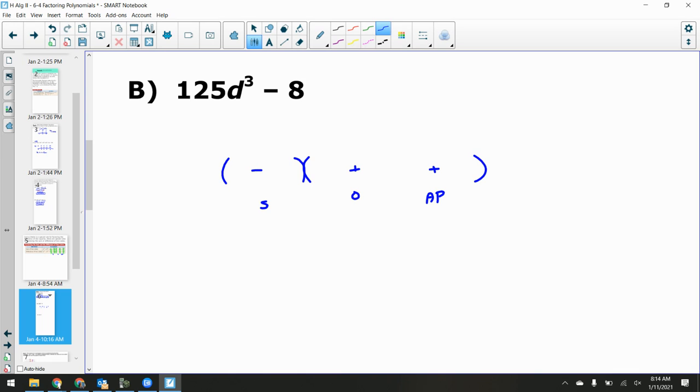Cube root of 125 d to the third is 5d. Cube root of 8 is 2. Okay, we got our setup for our binomial, and now I take those pieces: squared, product, squared. I take 5d and then I square it, I get 25d squared. I take the product of 5d and 2 to make 10d, and then I square 2 to get 4. And that's my answer.